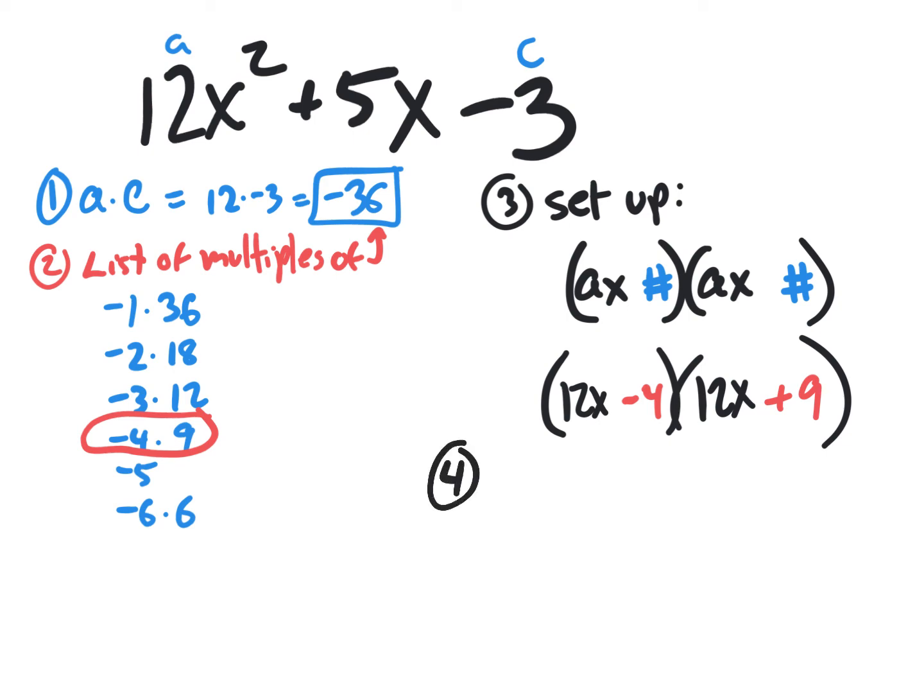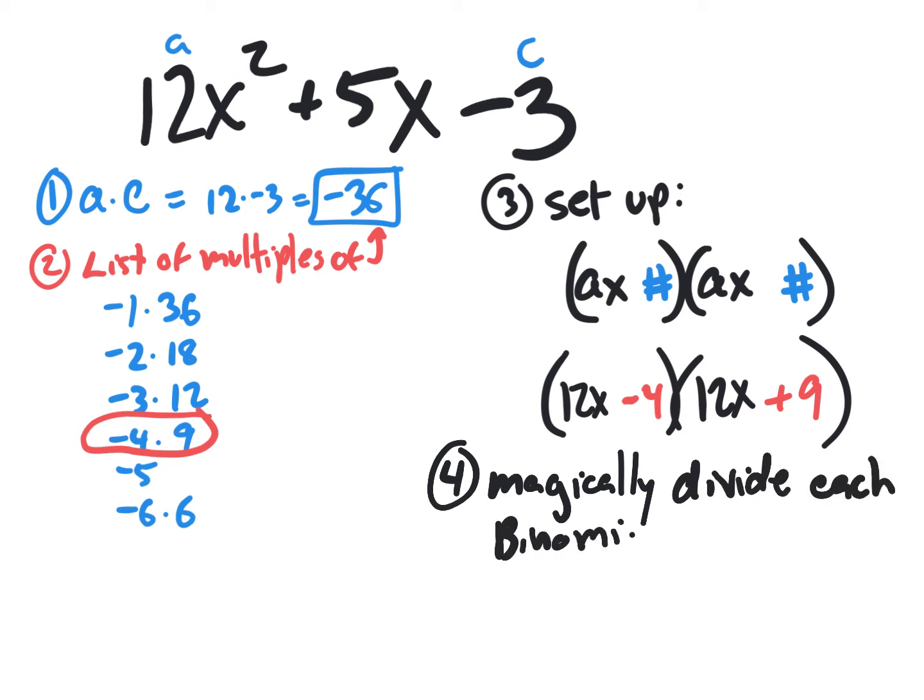I call it the magically divide each binomial by whatever you can. So take a look at that first binomial, 12 and 4. What could you divide by? You could divide by 2, but what's the bigger value? 4, right? So I don't even usually show this, but I'm going to put a divided by 4 just so you guys don't get lost. 12 divided by 4 is 3, and of course with an x. 4 divided by 4 is 1, and there's a minus sign. So your new first binomial is 3x minus 1.